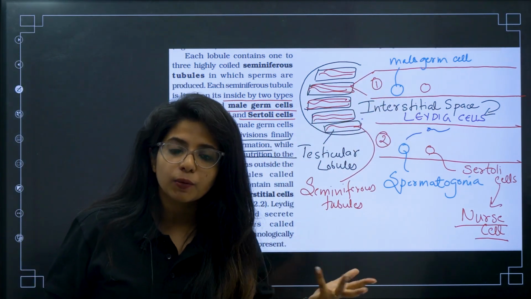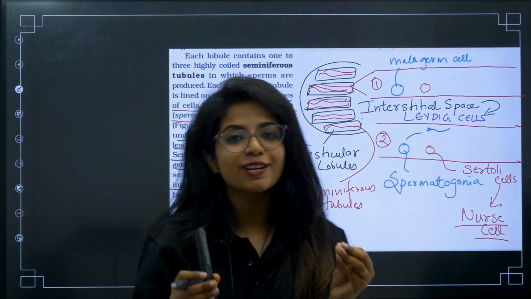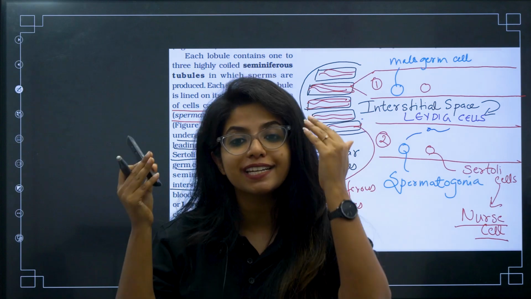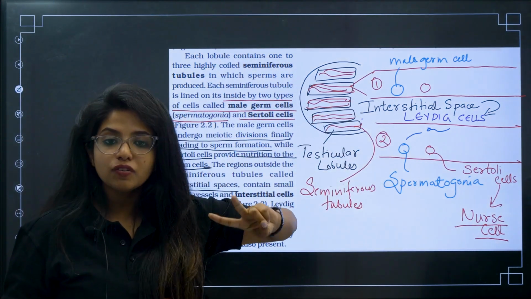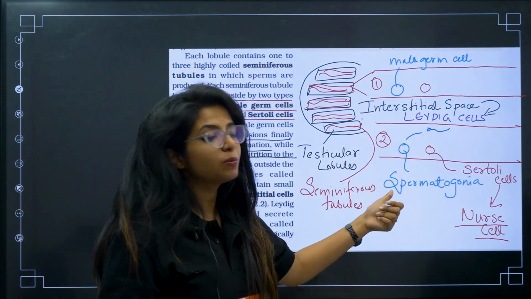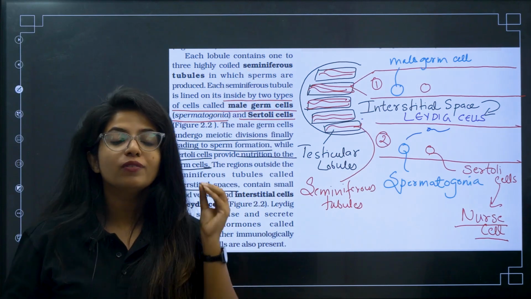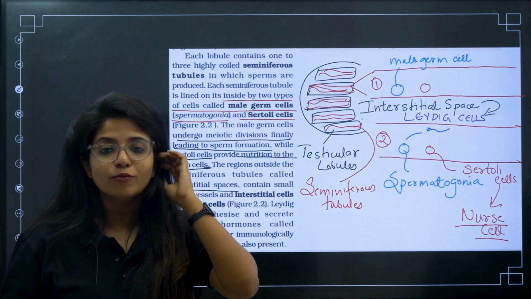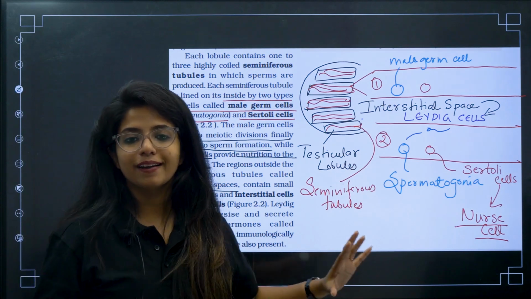Ma'am, what is the use of it? Basically, children, they are responsible for the production of the male sex hormones, that is androgens. So we studied that the testis is responsible for formation of sperm as well as the male sex hormones. Who is responsible for formation of sperm? Spermatogonia, which will undergo meiotic division. Who is responsible for formation of male sex hormones? The Leydig cells. I hope it is clear to you guys.